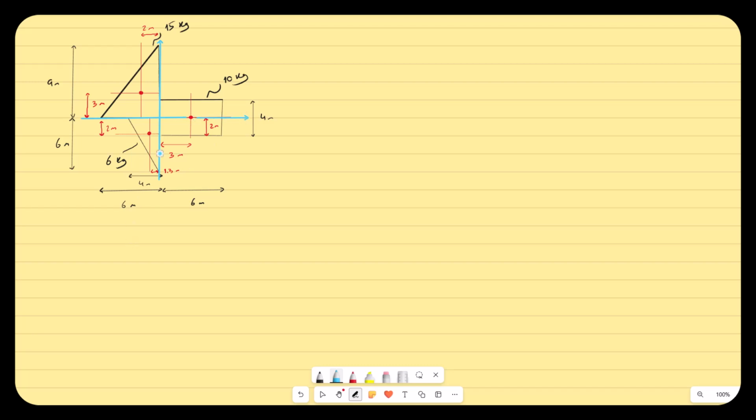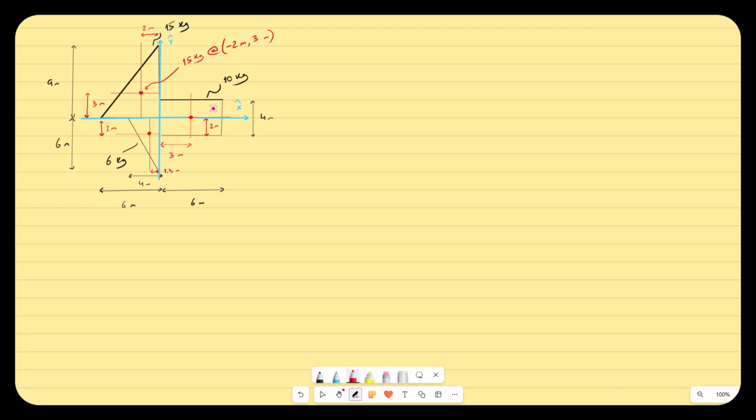There's my coordinate system, x and y. Then I have these dots on my coordinate system, and I need to be able to pull those out. This first one is for my 15 kilogram triangle, and that is located at x coordinate negative 2 meters, y coordinate positive 3 meters.